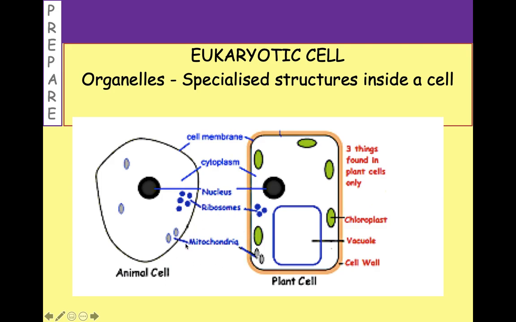Mitochondria, this might be a new one for you. Mitochondria, the absolute perfect definition for mitochondria is that they release energy due to respiration. Okay? They release energy. They don't make it. You can't make energy. Energy cannot be created nor destroyed. What they do, though, is they release it as a result of a chemical reaction called respiration.